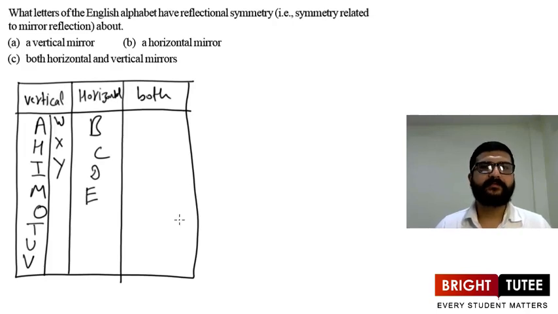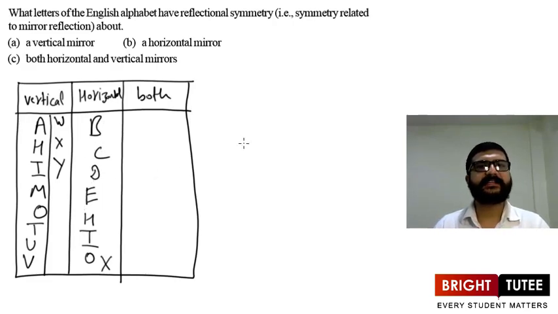Now similarly for horizontal we have B, C, D, E, H and then I, O and X. So these are the letters which will remain as they are if a mirror is placed horizontally to these letters.